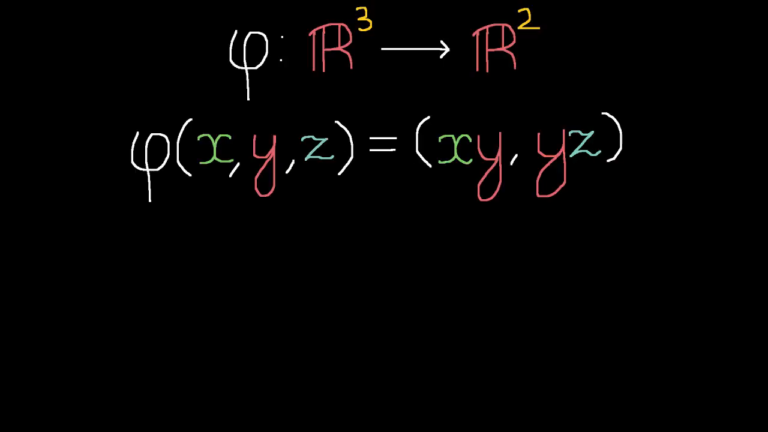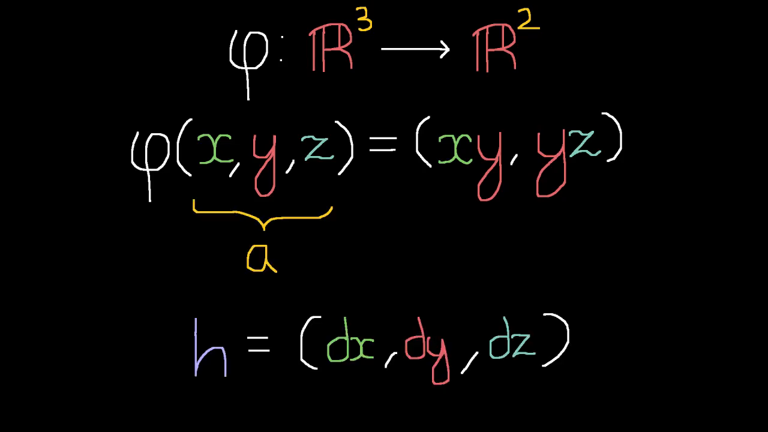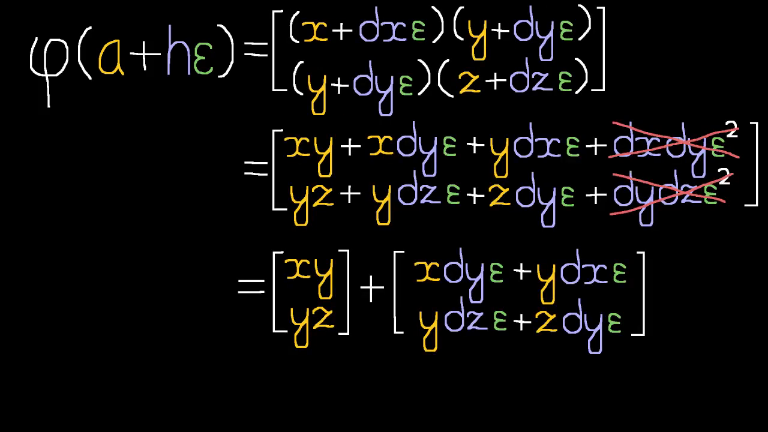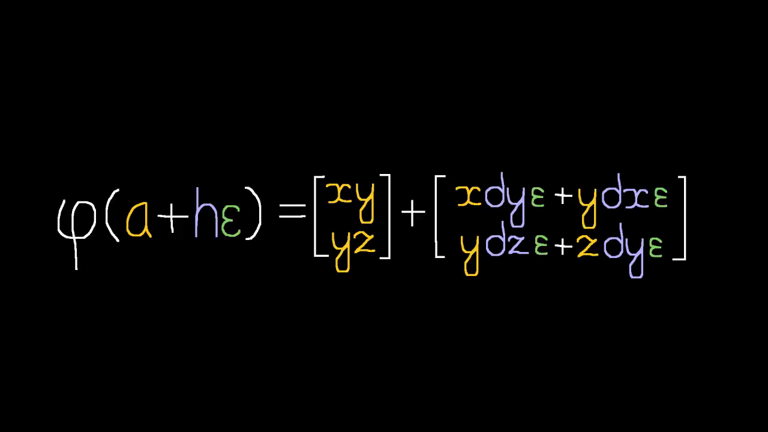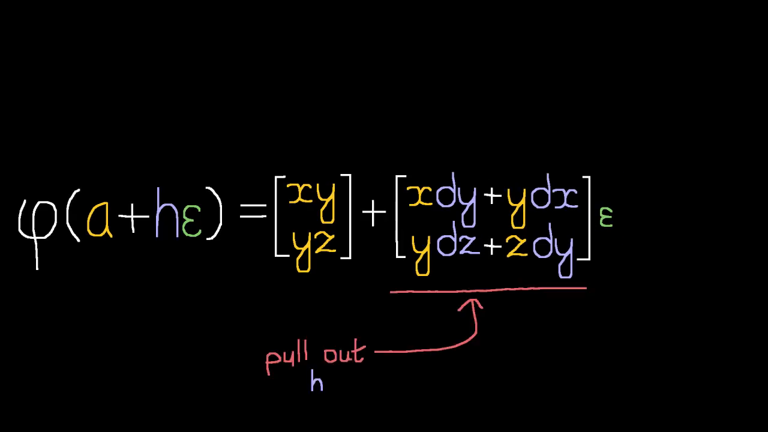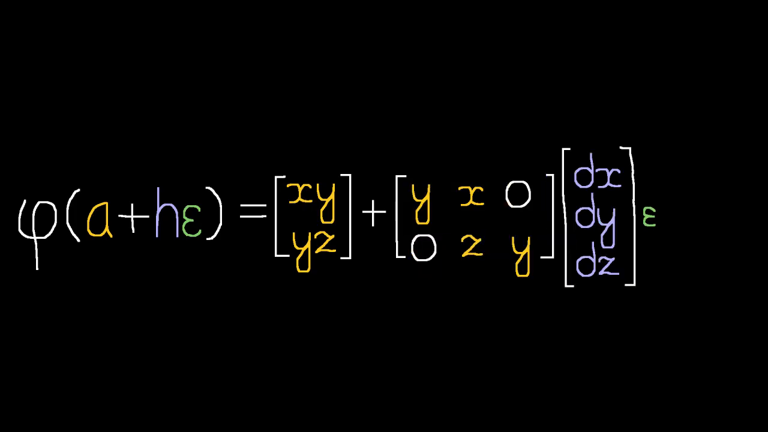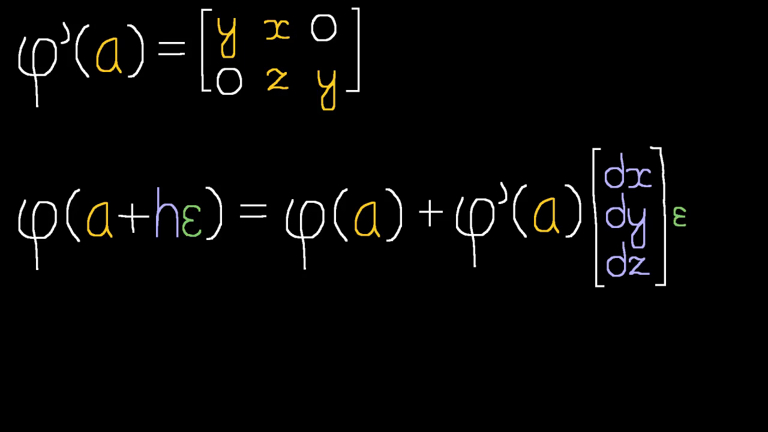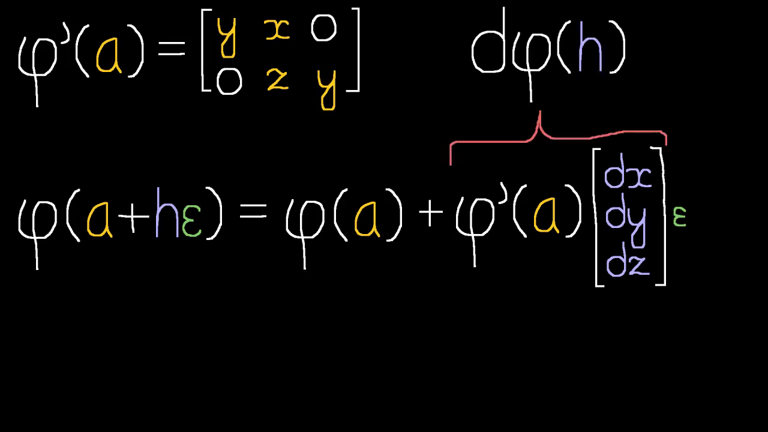Anyways, let's consider the less trivial example of a function from R3 to R2 defined as shown. If a is some particular input vector, and h now has entries dx, dy, and dz, then we can plug in a plus h epsilon as before, and after some algebra, we get this. We can pull out epsilon, and notice that we can pull h out of this vector to end up with a matrix times the vector. By our definition, phi prime of a is this matrix, and d phi is this linear map.